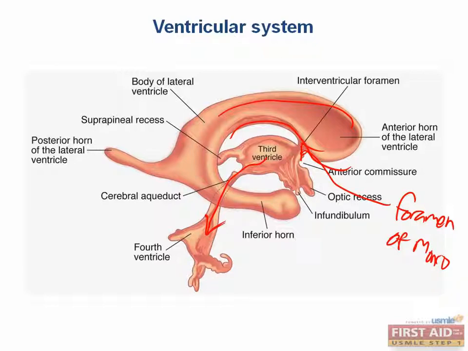The fourth ventricle has 3 outflow tracts: the paired foramina of Luschka, which are the 2 lateral outflow tracts, and the foramen of Magendie, which is the medial outflow tract. You can remember this with the mnemonic that L in Luschka stands for lateral and M in Magendie stands for medial.